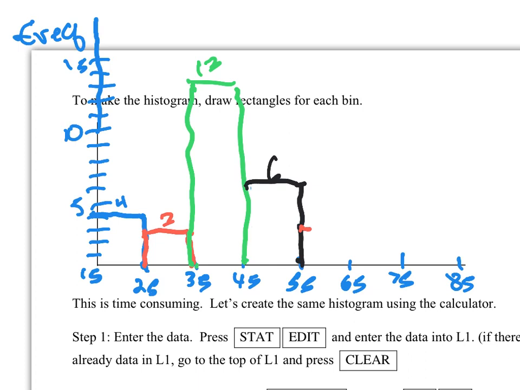Next bin? 2. So that's even lower than it was. So 2, go 1, 2. And then a 1. So 1 is hardly anything. 1. So there is your first histogram by hand. It was a lot of work. There's only one thing missing.